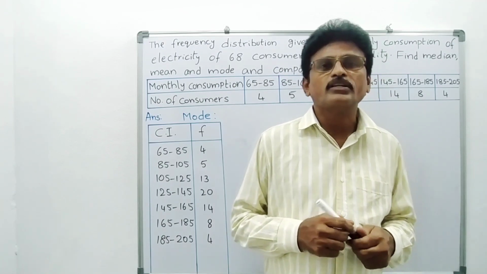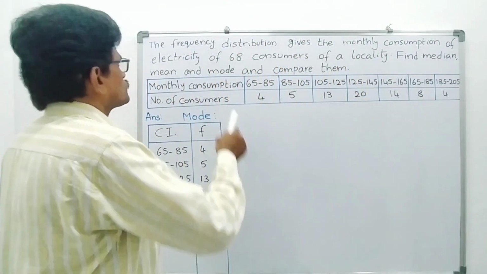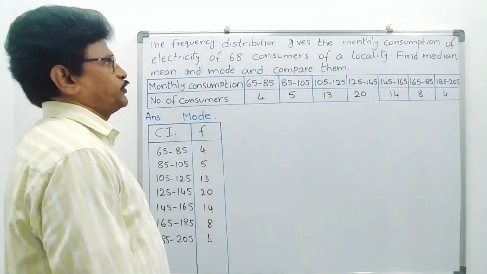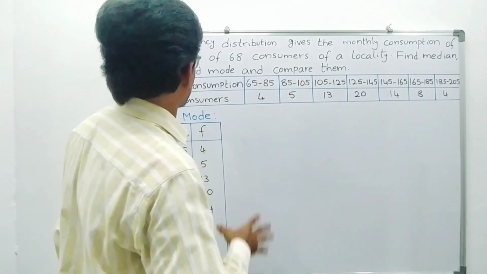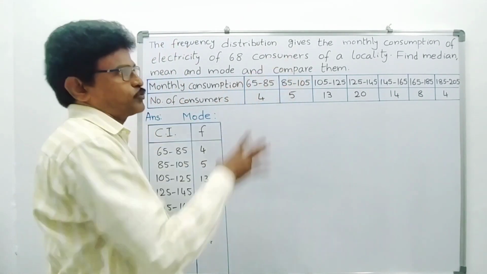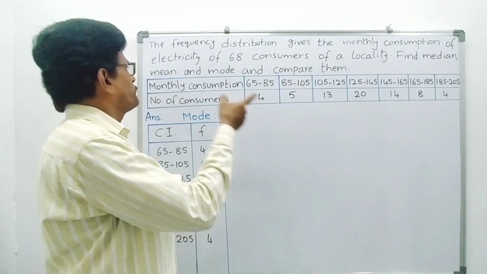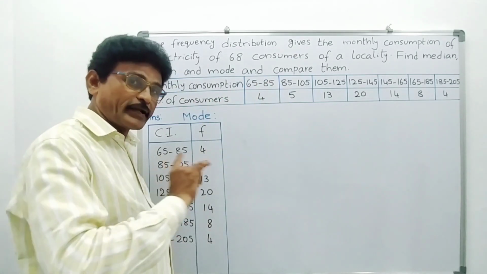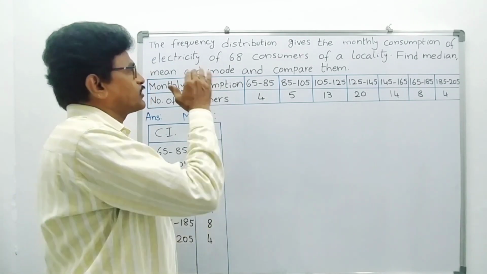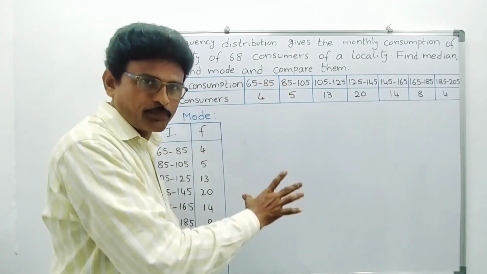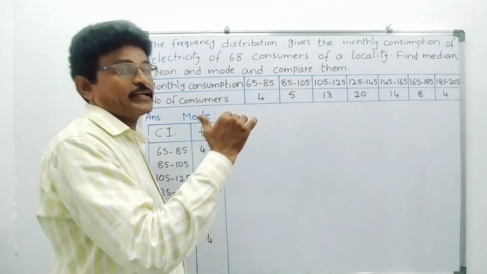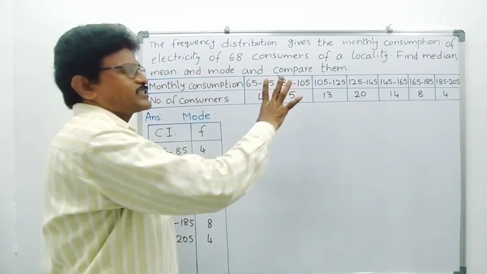Right. Students, what is the problem here? Observe. The frequency distribution gives the monthly consumption of electricity of 68 consumers of a locality. Find the median, mean and mode and compare them. So finally, after getting the answer mean, median, mode of this problem, we have to compare the values, how we are getting.